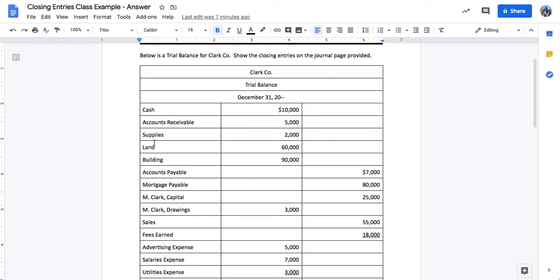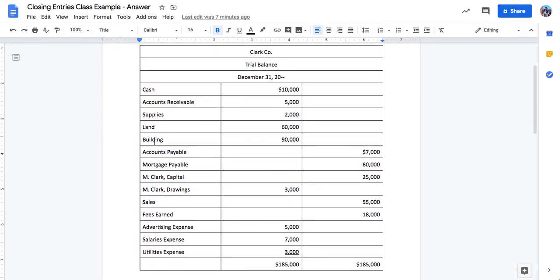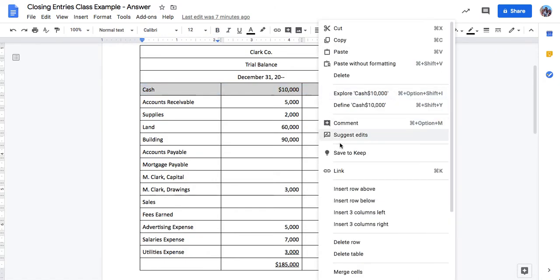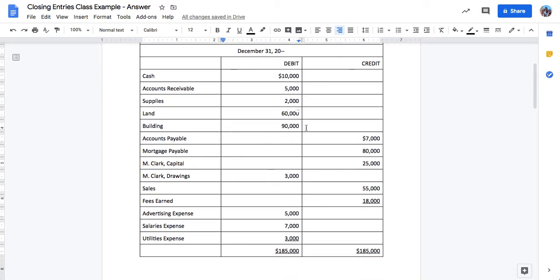This is their trial balance for December 31st, 2000 whatever. And in a trial balance, if you recall, we list our assets, liabilities, owner's equity, revenue, and expenses. And this just lets us check if our debits equal our credits. So if I were to add another column here, another row, we know that this is debit and this is credit. So we know our assets have a debit balance, our liabilities and capital have a credit balance, drawings have a debit balance, revenue credit, and expenses with a debit.